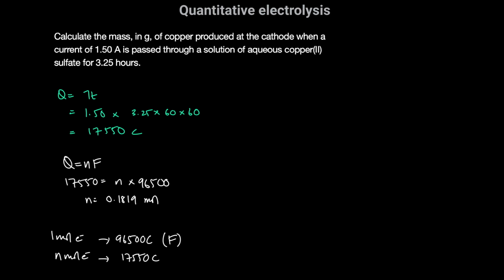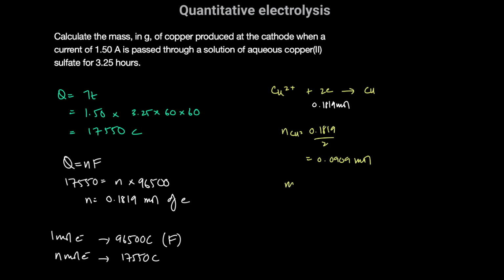And now we can calculate the number of moles of copper. So now that we know the number of moles of electrons, we can calculate the moles of copper. We know that at the cathode, copper 2 plus ions gain electrons to form copper metal, and we know that we have 0.1819 moles of electrons. The number of moles of copper is simply 0.1819 divided by 2, and that will come out to 0.0909 moles of copper, right?